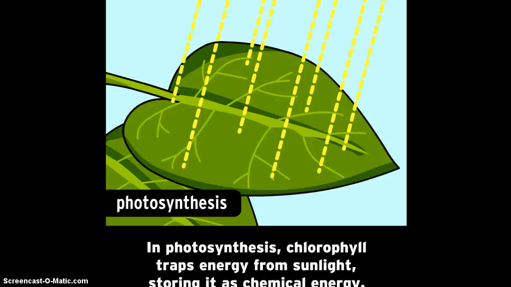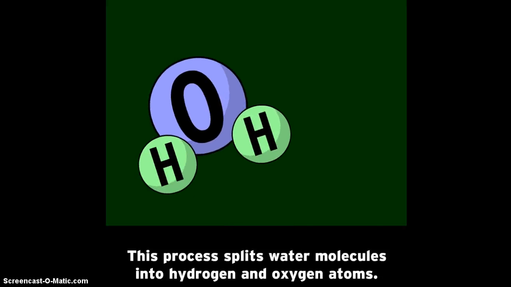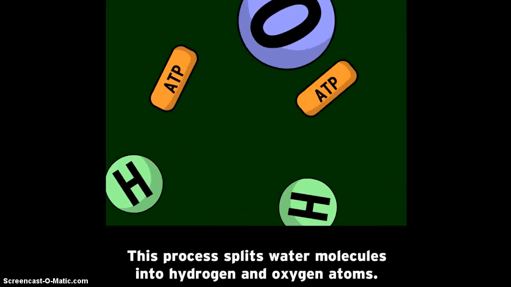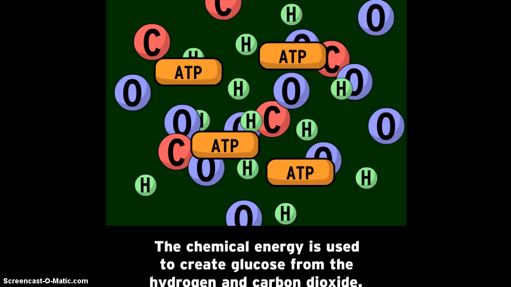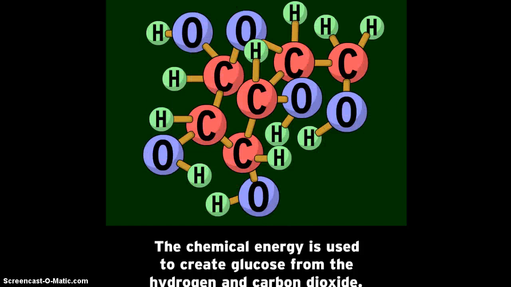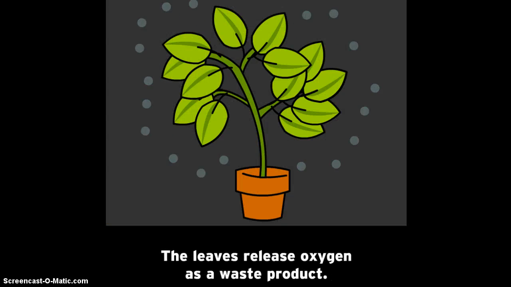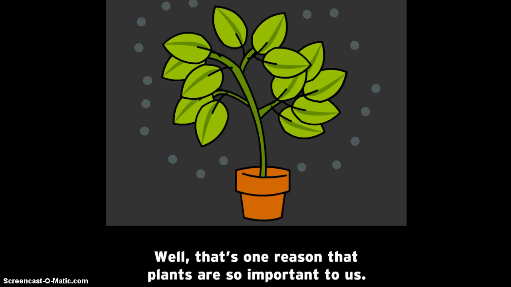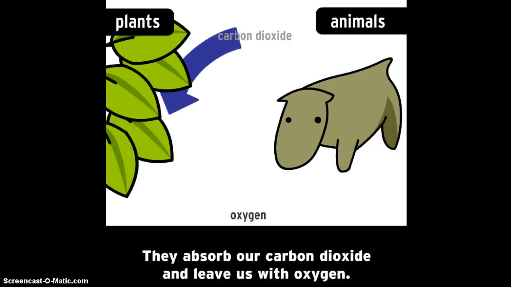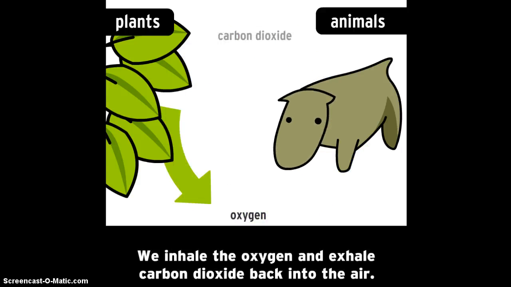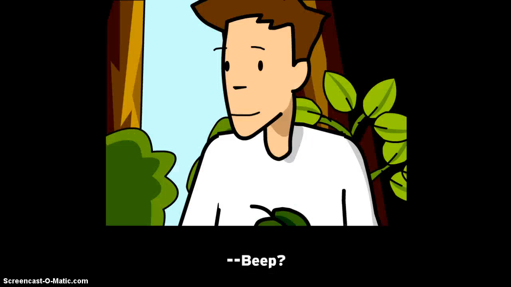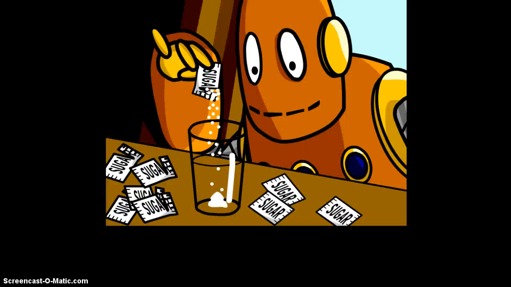In photosynthesis, chlorophyll traps energy from sunlight, storing it as chemical energy. This process splits water molecules into hydrogen and oxygen atoms. The chemical energy is used to create glucose from the hydrogen and carbon dioxide. The glucose dissolves into extra water molecules and gives the plant plenty of food for growth. The leaves release oxygen as a waste product. That's one reason that plants are so important to us. They absorb our carbon dioxide and leave us with oxygen. We inhale the oxygen and exhale carbon dioxide back into the air. Yeah, I guess you could call it a partnership, except we eat them.